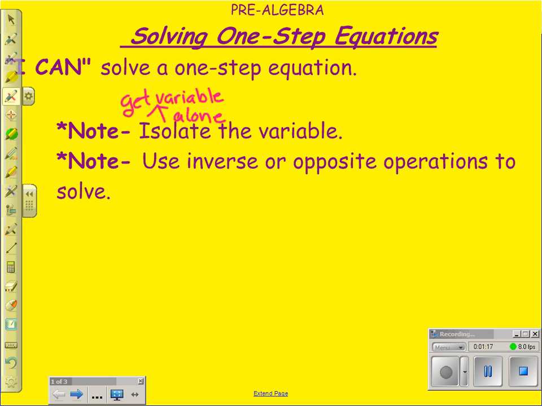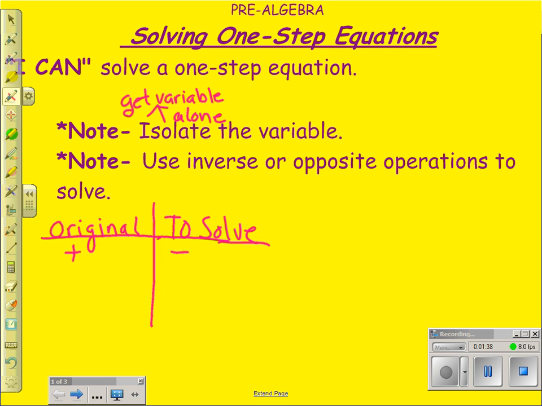The second note is to use inverse or opposite operations to solve. So what that means is in the original problem, if the problem calls to add, you're going to use subtraction to solve. And if the problem is subtraction, you're going to use the opposite or inverse operation, which is addition. And then you know the opposite of multiplication is division. And then division, of course, is multiplication.